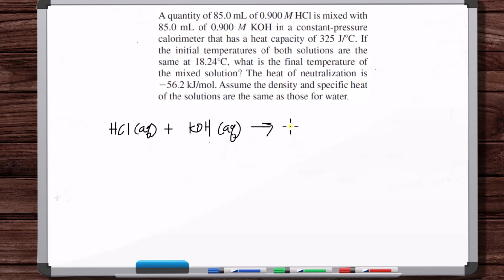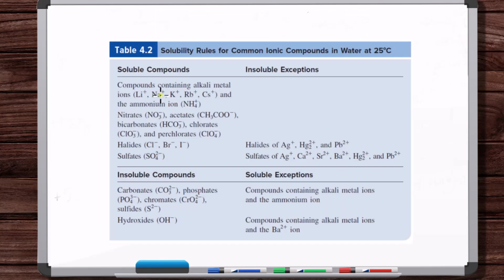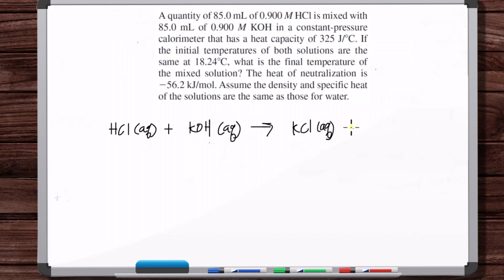That would be KCl. Okay, let's check the solubility chart for KCl. K is +1 and chlorine is -1, so it's not like it's K2Cl or something like that. KCl. Okay, solubility: compounds containing alkali metal ions are always soluble. So this is going to be aqueous and then H2O liquid. Okay, now let's balance this. So we've got 2 H's on the left, 2 H's on the right, 1 potassium on the left, 1 on the right, 1 oxygen on the left, 1 oxygen on the right, 1 Cl on the left, 1 Cl on the right. So this is balanced.